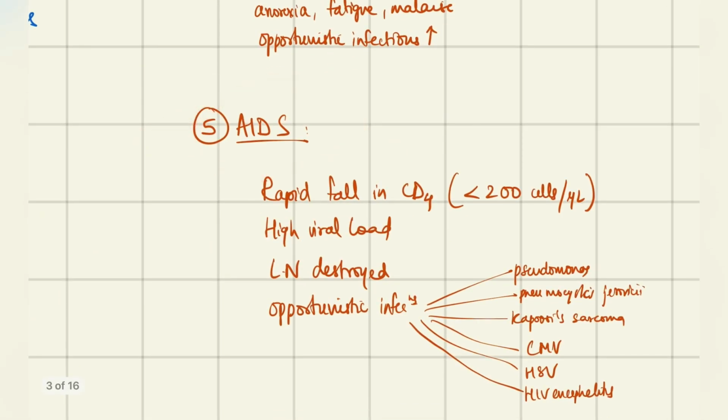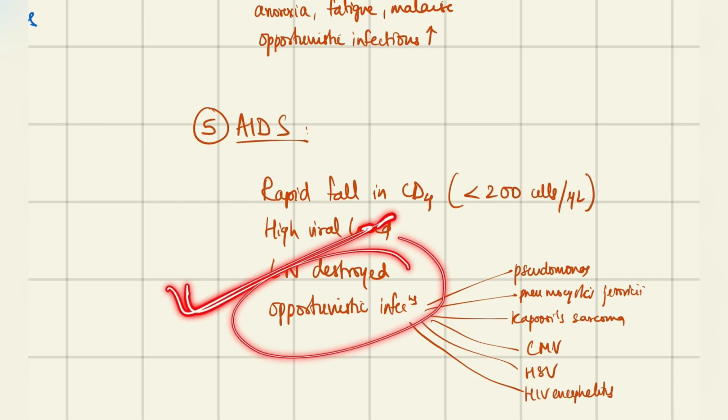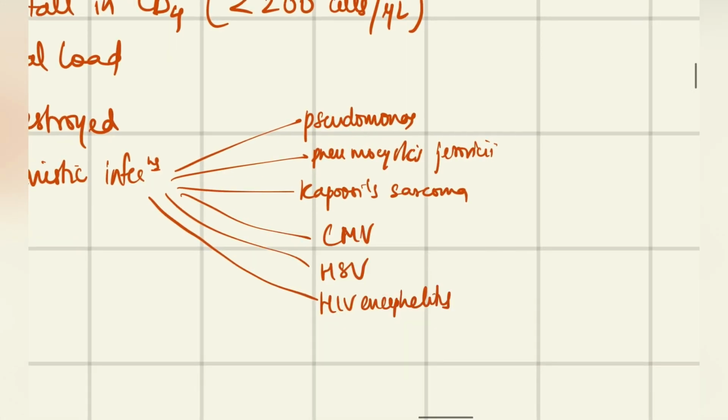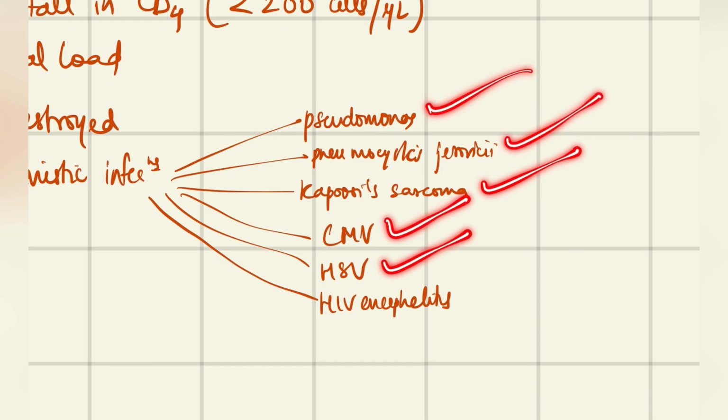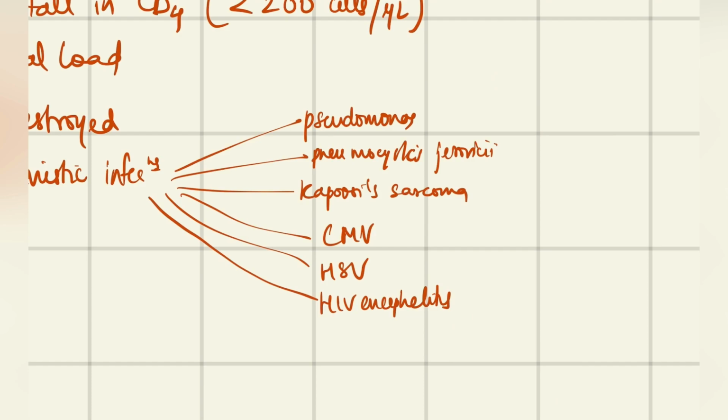Finally, AIDS occurs. There is a rapid fall in CD4. Less than 200 cells per microliter. Less than 200 cells. Remember this value. High viral load. Viremia has increased too much. Lymph nodes are destroyed. The infiltrated lymph nodes are destroyed completely. Opportunistic infections. Remember the name of a few opportunistic infections? Pseudomonas, Pneumocystis jirovecii, Kaposi sarcoma, cytomegalovirus, HSV, HIV encephalitis.